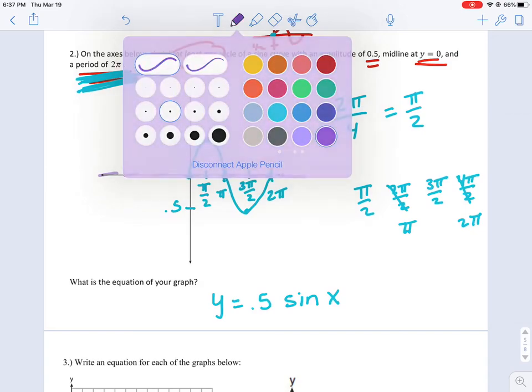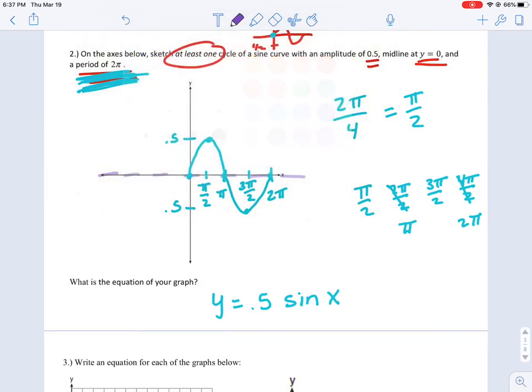If you don't like doing it that way and you like an equation to help you find what your b value is, you could use your equation for your period, 2 pi over b. The reason why we use this is it has b in it. I'm trying to solve for b. There's b. I could use this equation. So 2 pi over b, and my period is 2 pi.